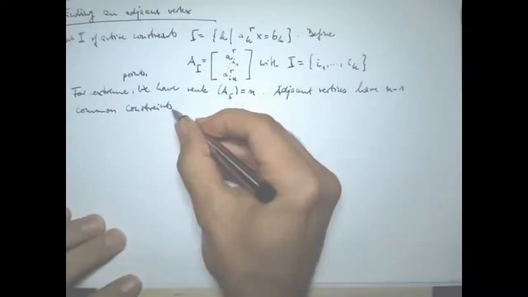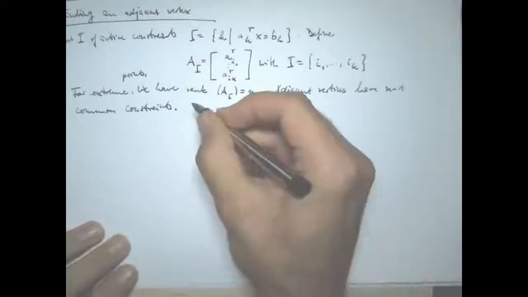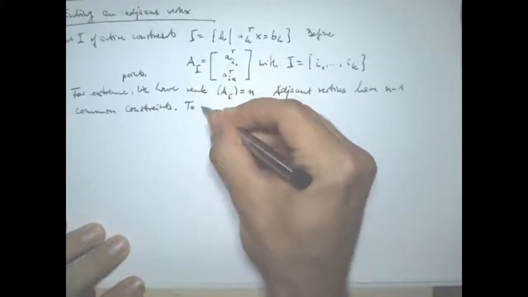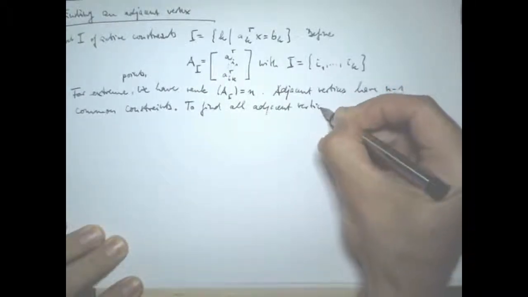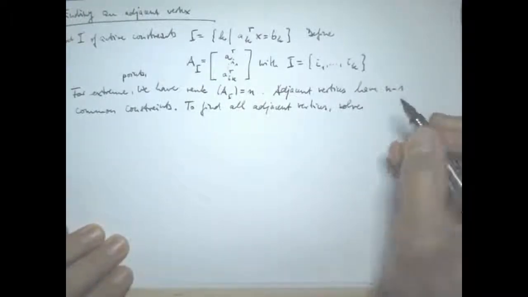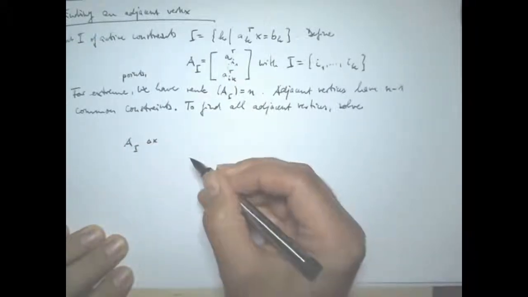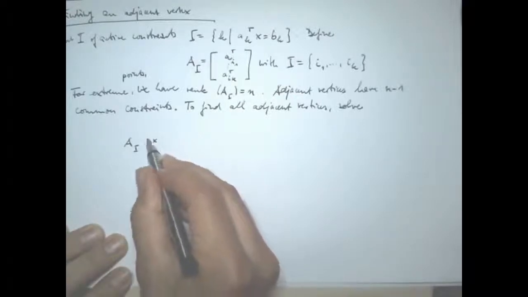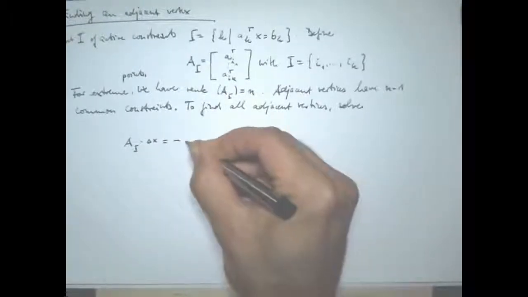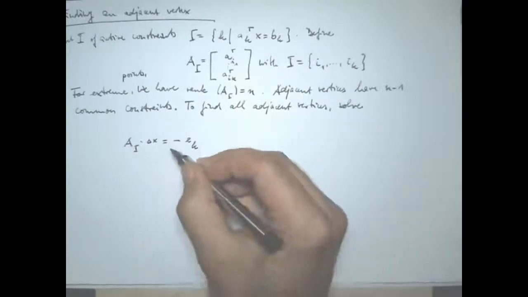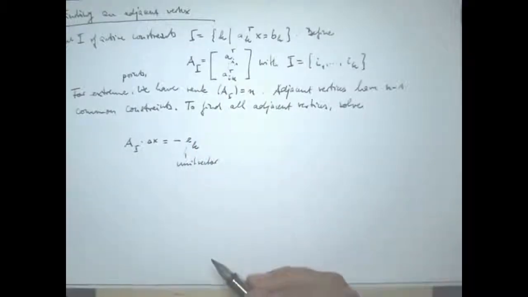And we can now find all adjacent vertices at the same time by solving a system of equations. So to find all adjacent vertices, we solve the following. We say A_I times delta x, this is my direction which I want to move from my current coordinate x, should be minus e_k. And e_k is a unit vector that has a 1 in the kth position.